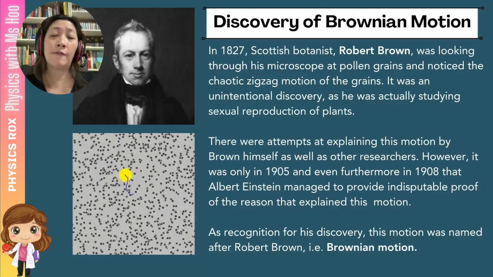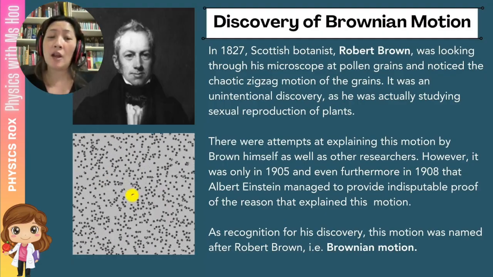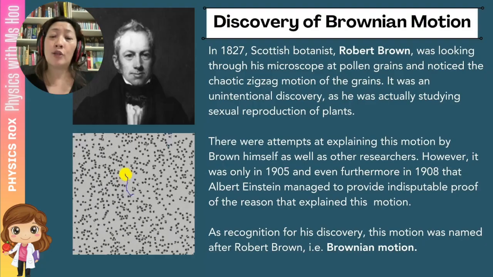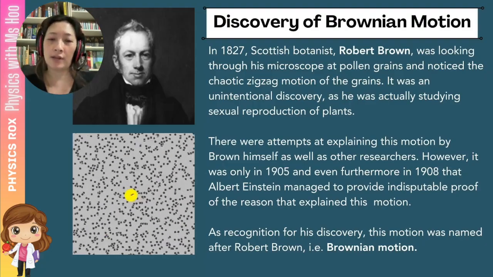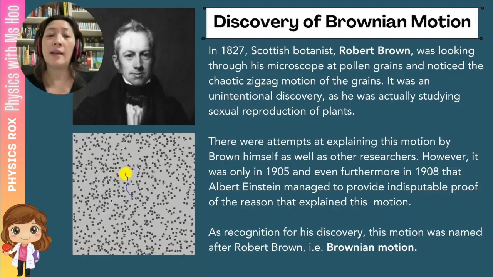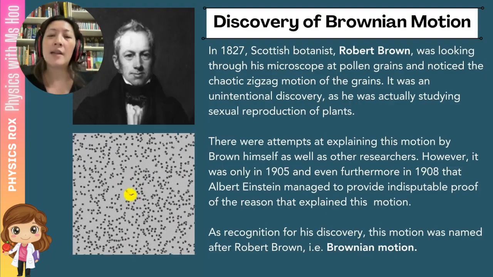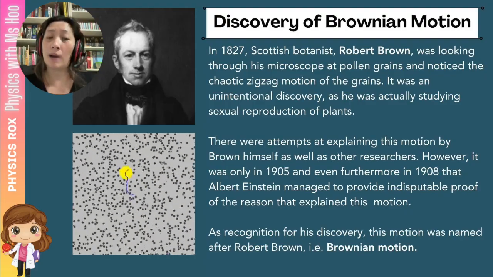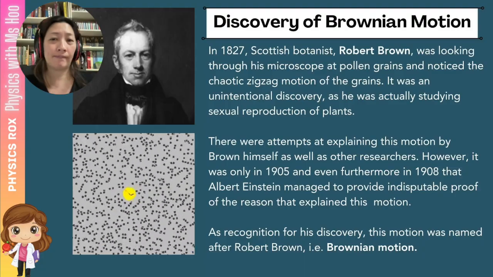However, it was only first in 1905 and then furthermore in 1908 when Albert Einstein managed to provide indisputable proof of the reason that explained this motion, and he published papers to explain these reasons. As recognition for his discovery, this motion was named after Robert Brown. That's why it is known as Brownian motion.